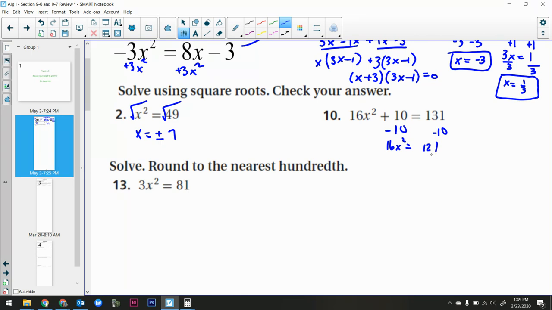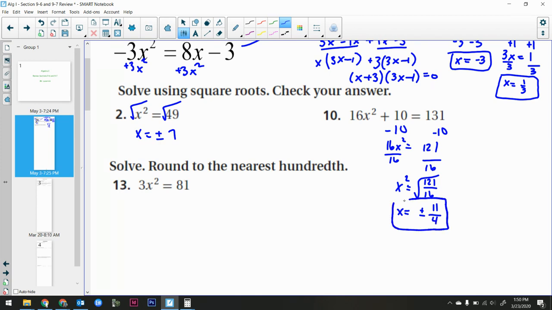121, that's a perfect square. That's already sounding alarms in my head. So it's 16, so I divide by 16 over to the other side. I get x squared is equal to 121 over 16. And when I go to square root that, I get x is equal to, don't forget the plus or minus, I square root the top and the bottom. That gives me square root of 121 is 11. Square root of 16 is 4. So plus or minus 11 fourths.